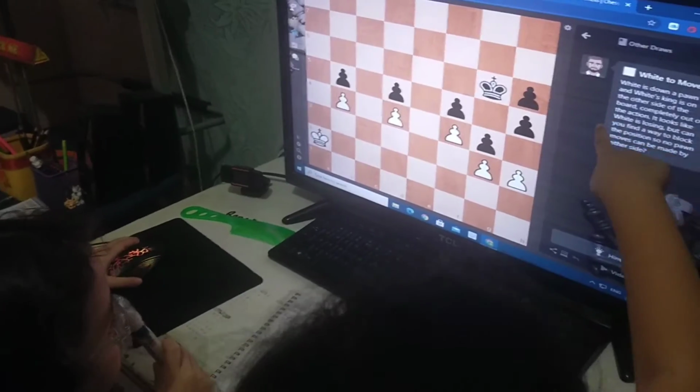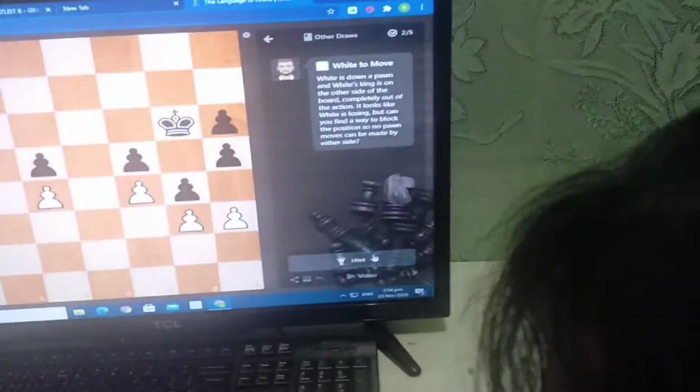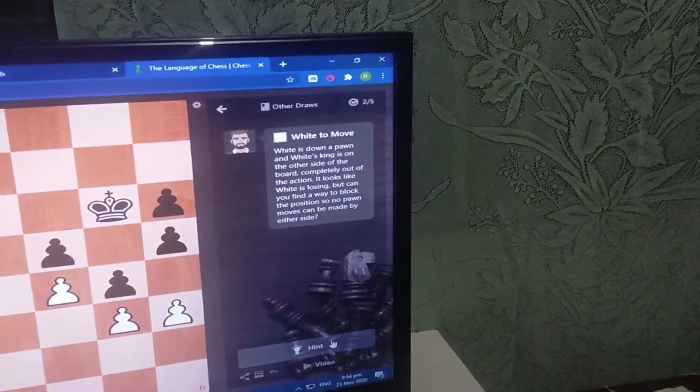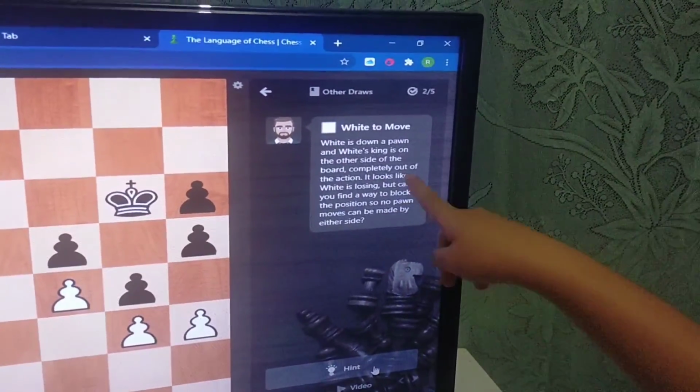Okay. May libreng... Right is down, up, down. Sige, basahin mo. Basa. English speaking. Ayun o. White to move. Basa. White to move. White is down. Basahin mo yung instruction. Right is down, up, down.